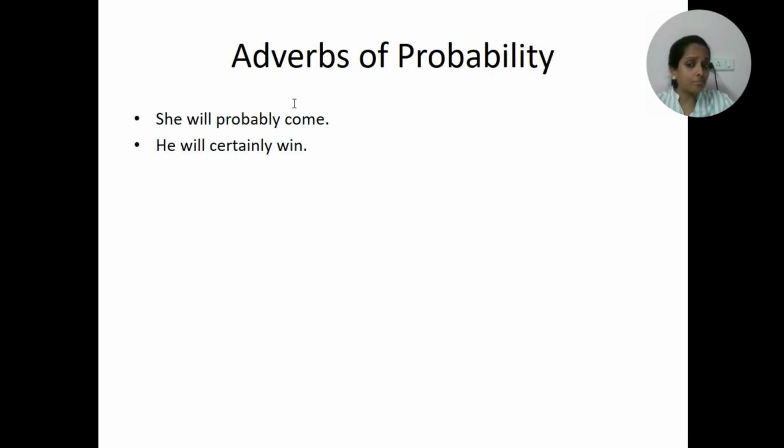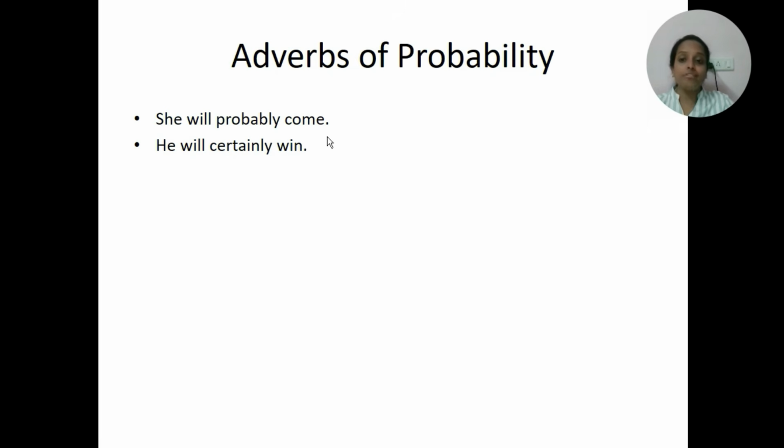How likely is she to come? Probably. So probably is the adverb. He will certainly win. How likely is he to win? Certainly. So certainly is an adverb. Like definitely, perhaps, maybe, surely, possibly. All these are adverbs of probability.